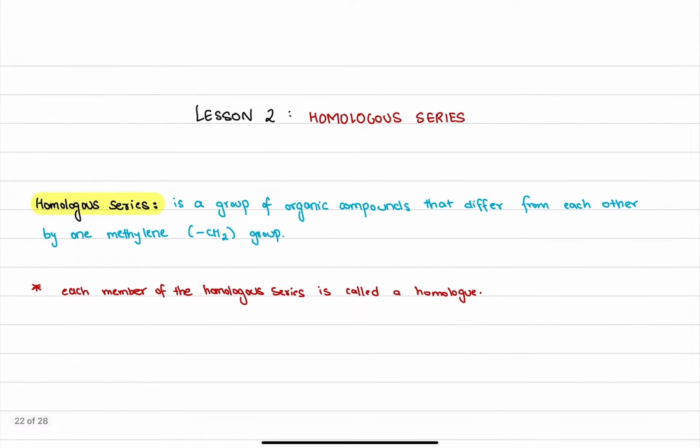Now, one more important thing to know is that each member of a homologous series is called a homologue. This is not very important to remember, but I would recommend that you at least know what a homologue is.